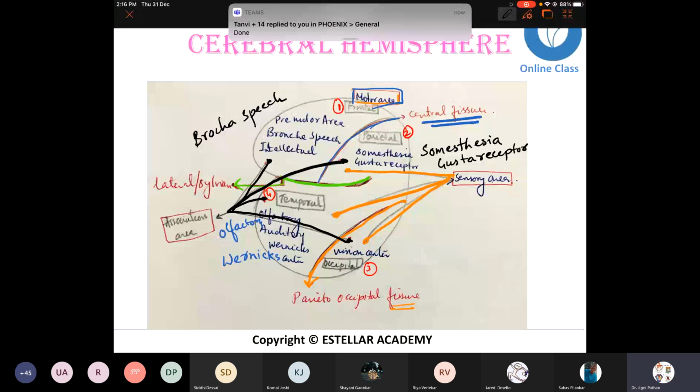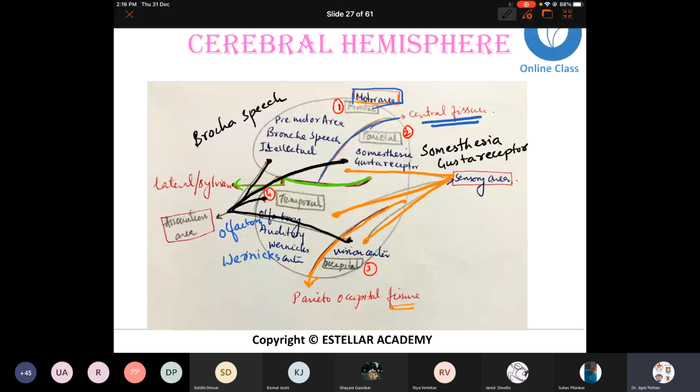So this is how the three fissures divide the cerebral hemisphere into four lobes: frontal, parietal, temporal and occipital. All these four lobes have different areas. The frontal lobe is concerned with the premotor areas for movement, Broca is for speech, and intellectual is for thinking. Parietal is concerned with somesthesia. Somesthesia means where you feel pressure, pain, everything. Then the gustatory receptor is concerned with taste.